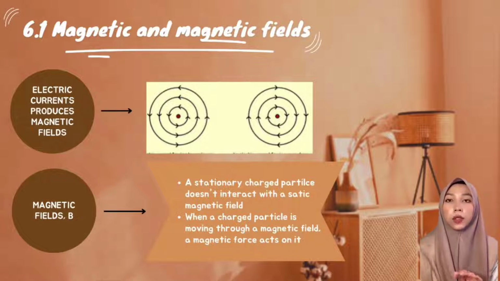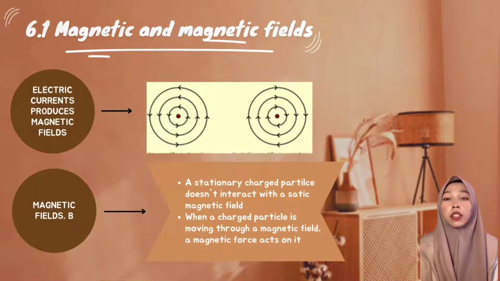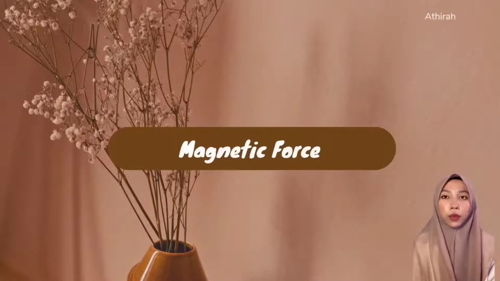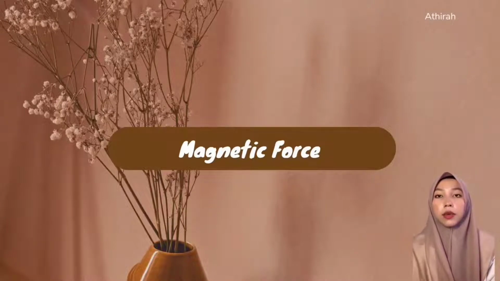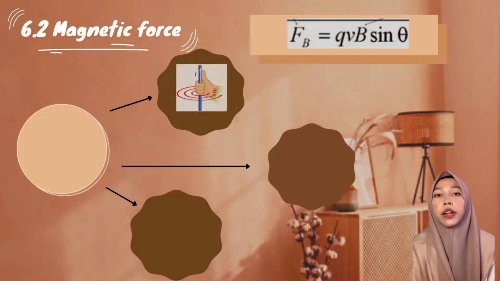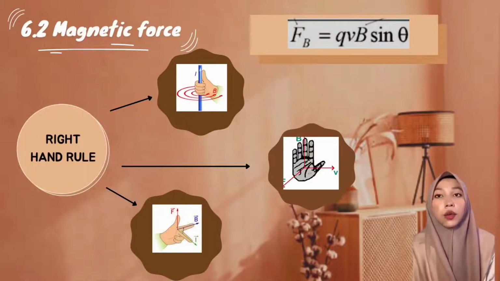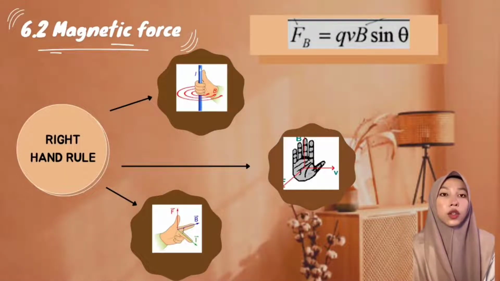So this is the most important. When a charged particle is moving through the magnetic field, a magnetic force acts on it. So let's move on to the magnetic force. This is the formula of magnetic force, where F is in newtons, q in coulombs, and v in meters per second. The SI unit of magnetic field is the Tesla, or Weber per square meter.